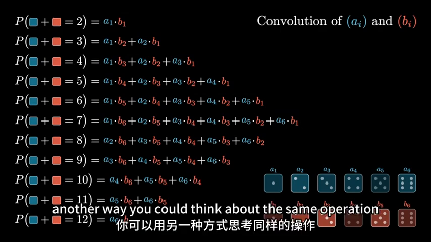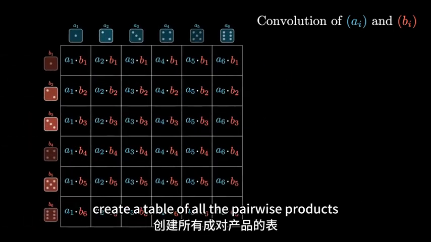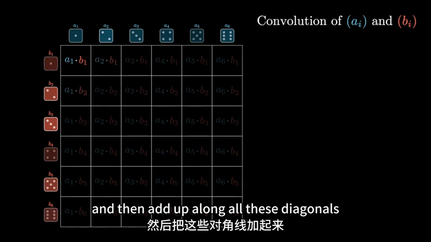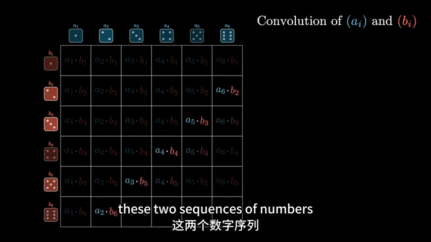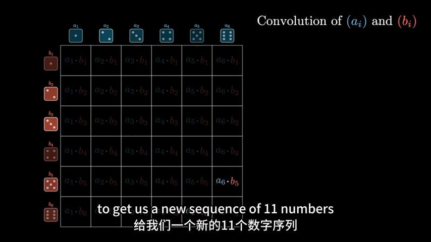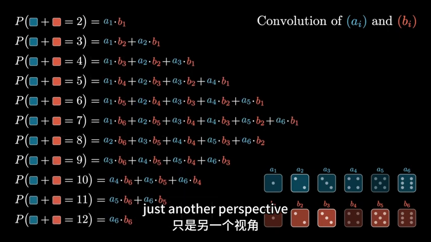If you prefer, another way you could think about the same operation is to first create a table of all the pairwise products, and then add up along all these diagonals. Again, that's a way of mixing together these two sequences of numbers to get us a new sequence of 11 numbers. It's the same operation as the sliding windows thought, just another perspective.